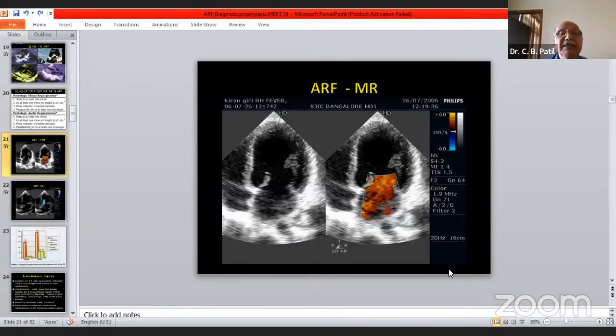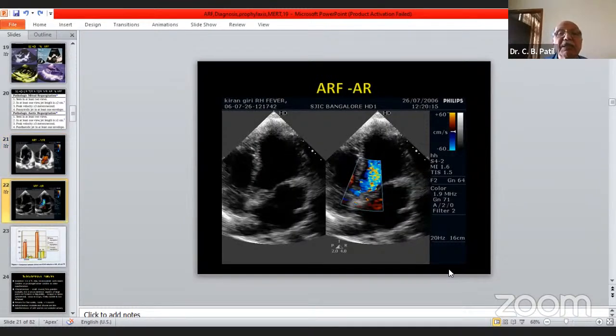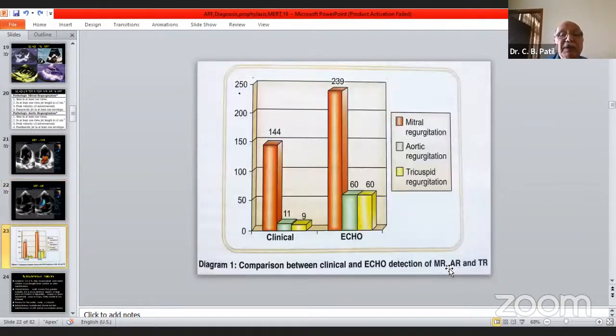So you can see here, acute mitral regurgitation jet along with thickening and beaded appearance of the valve. Here you can see the aortic regurgitation jet in this case. So here there is a clinical versus echocardiographic study.